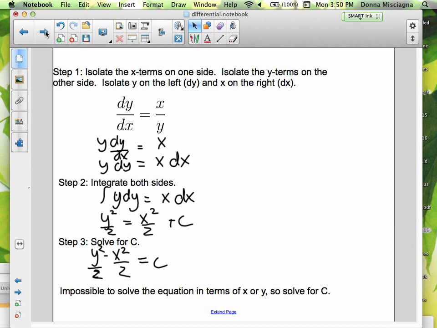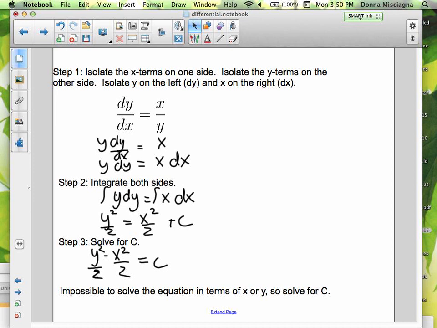And I don't know what happened to the integral sign over here. When we integrate, we get y squared divided by 2 equals x squared divided by 2 plus c. This is another one where it's impossible to solve for x or y, so just solve for c instead. I just subtracted, and if you don't like the ordering on that, you can switch them, as long as these signs are opposite.